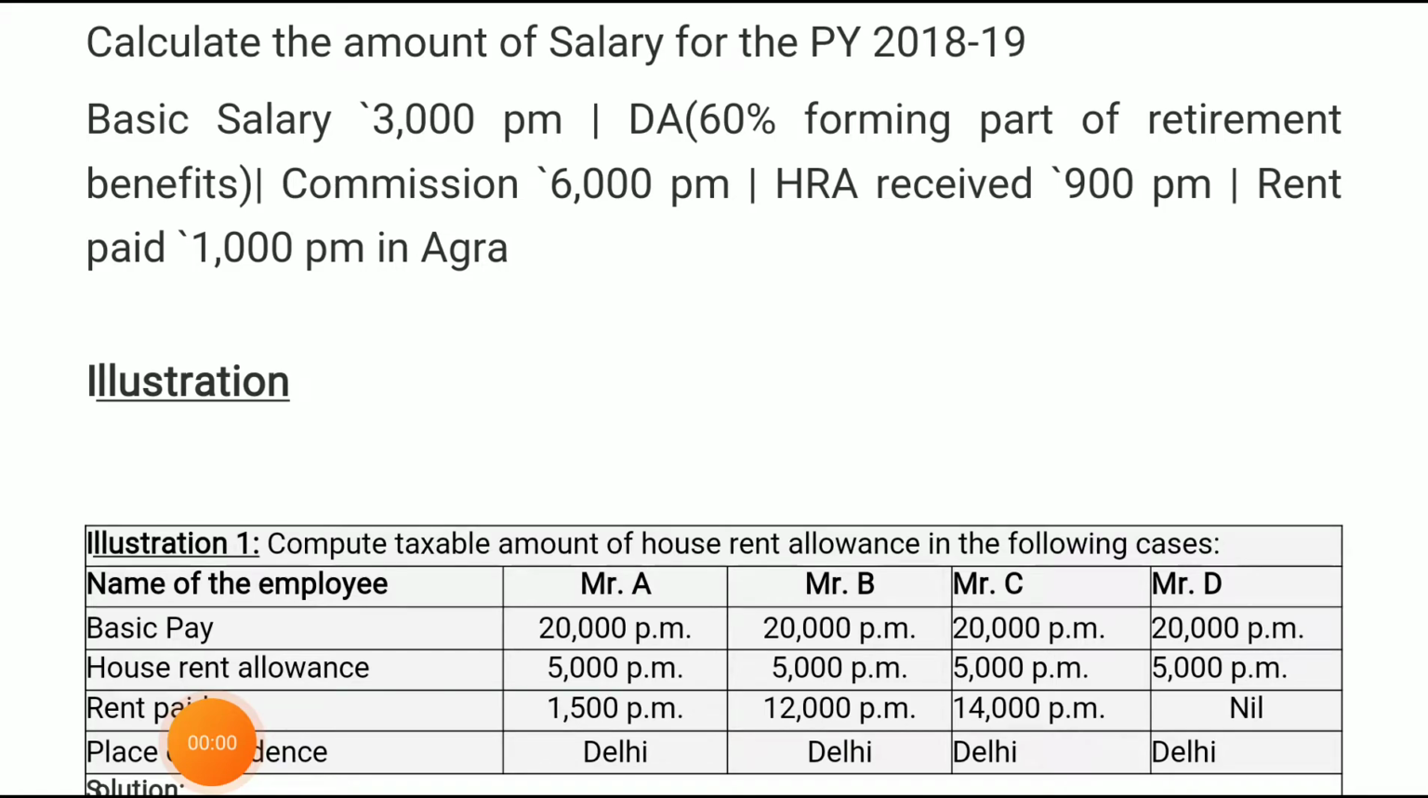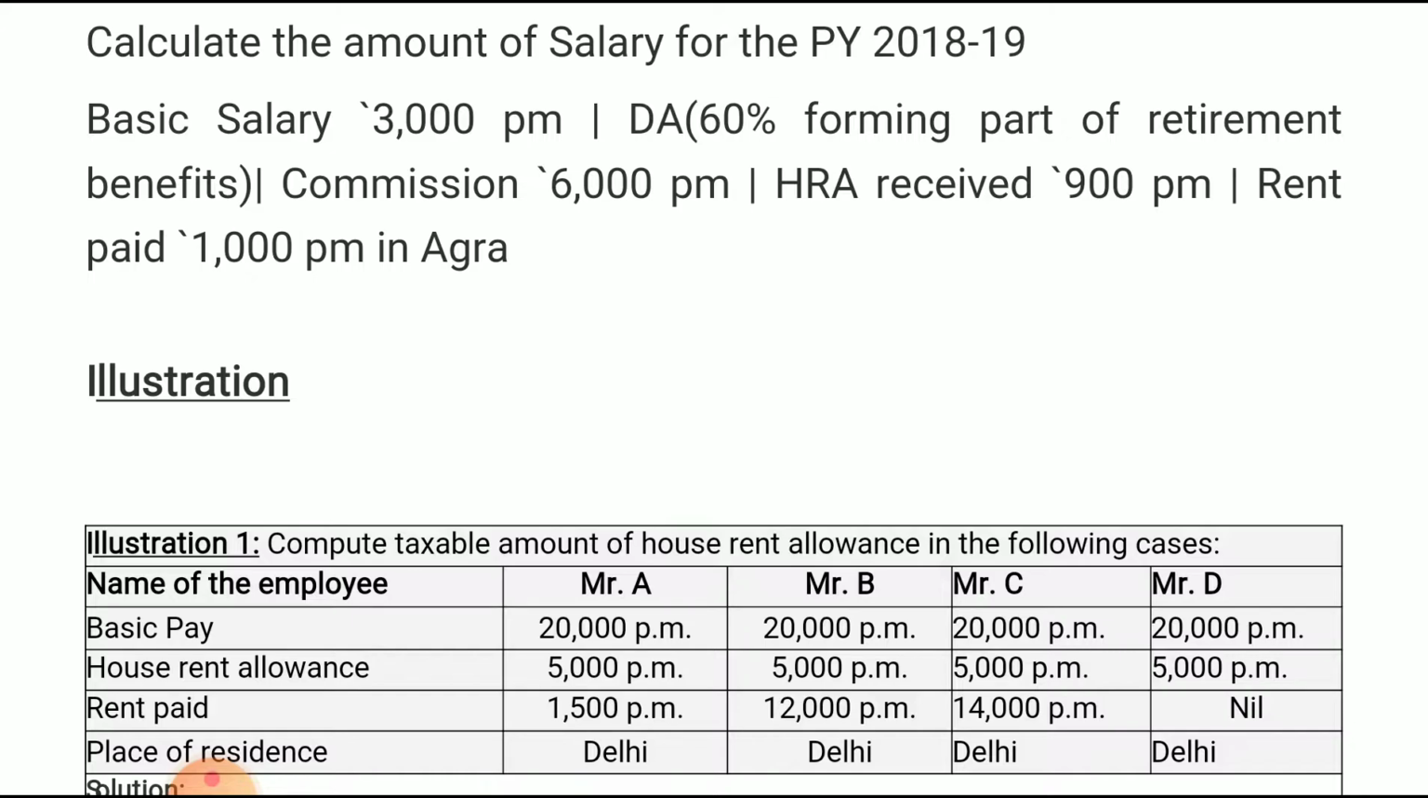The problem is to compute the taxable amount of house rent allowance in the following cases. The first column is the name of the employee: Mr. A, Mr. B, Mr. C, and Mr. D. Then he has given the pay scale: 20,000 per month for Mr. A, 20,000 for Mr. B, 20,000 per month for Mr. C, and 20,000 per month for Mr. D.